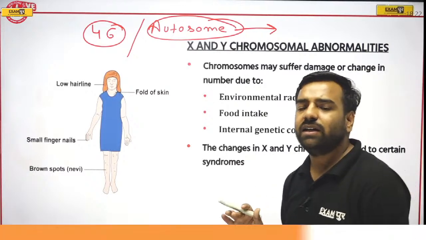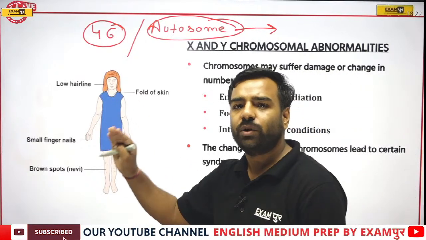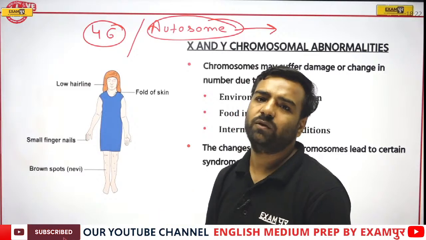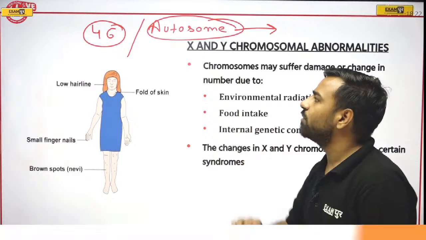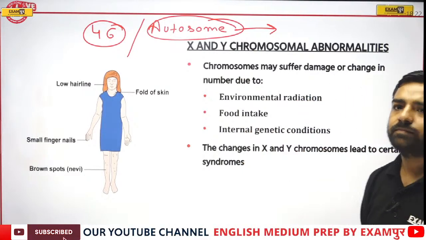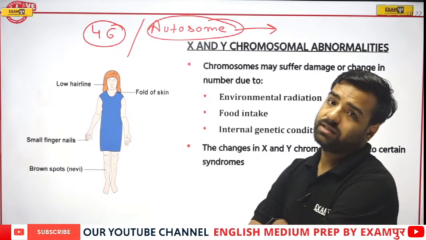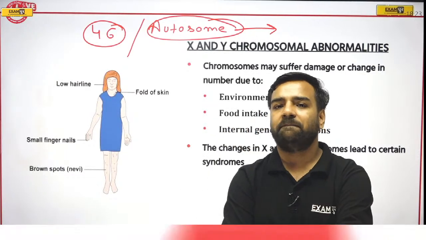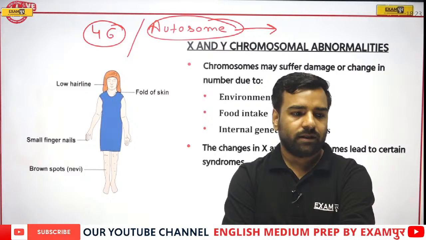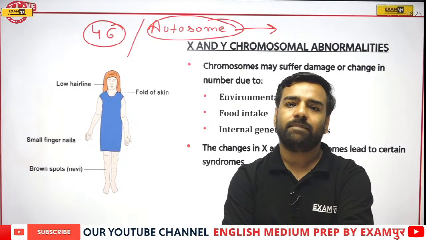In the examination, we are given the options 46, 23, 22 and 44. So what will be the correct answer? What is the number of autosomes? I need an answer from everyone because this is asked in the examination. I don't want anyone to be wrong here. It is an important one.